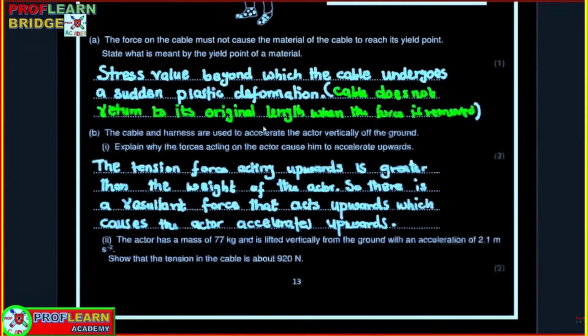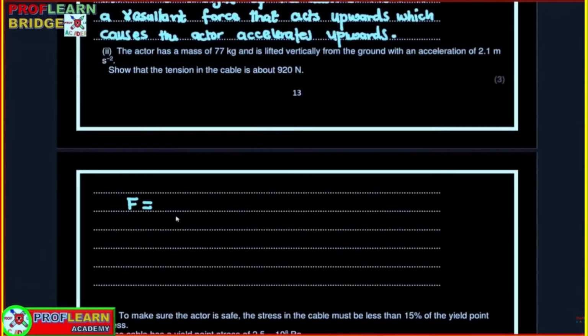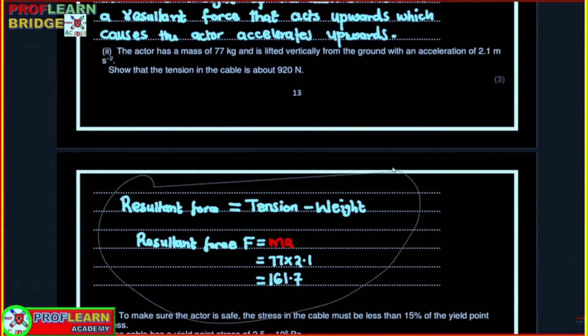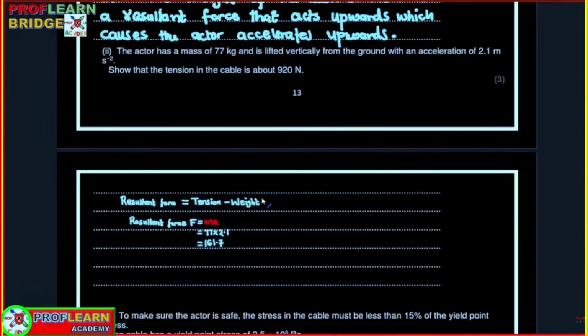We move to Roman 2. The actor has a mass of 77 kg and is lifted vertically from the ground with an acceleration of 2.1 meters per second squared. Show that the tension in the cable is about 920 newtons. So how are we going to go about this? We know that the resultant force is going to be tension minus the weight of the actor. So we can also work out the resultant force using the formula force equals ma, mass times acceleration. We can use the mass and the acceleration that were given to work out the resultant force.